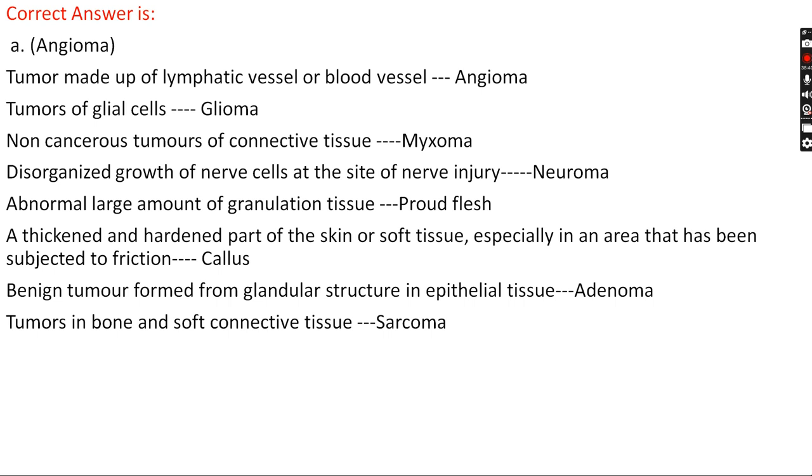A tumor of glial cells is known as glioma. A non-cancerous tumor of connective tissue is known as myxoma. Disorganized growth of nerve cells at the site of nerve injury is known as neuroma. An abnormally large amount of granulation tissue is known as proud flesh. A thickened and hardened part of the skin or soft tissue, especially in an area that has been subjected to friction, is known as callus. A benign tumor formed from glandular structure in epithelial tissue is known as adenoma. A tumor in bone and soft connective tissue is known as sarcoma.